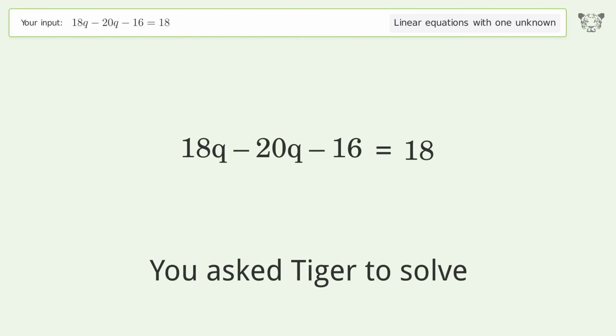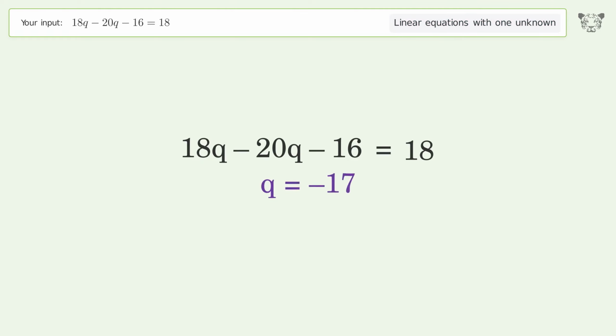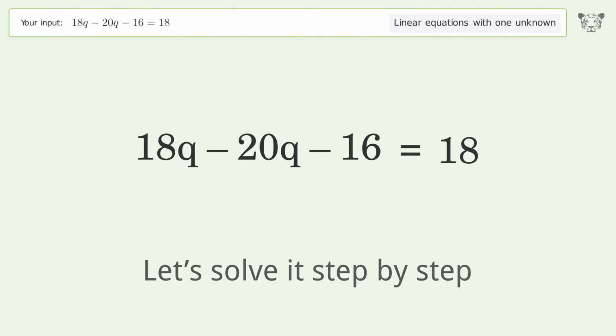You ask Tiger to solve. This deals with linear equations with one unknown. The final result is q equals -17. Let's solve it step by step.